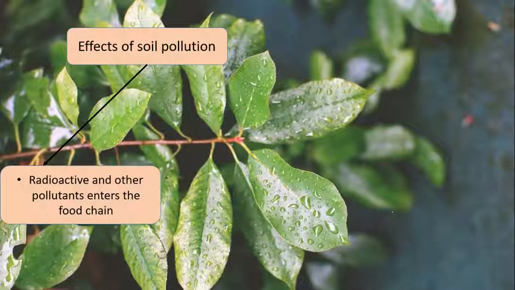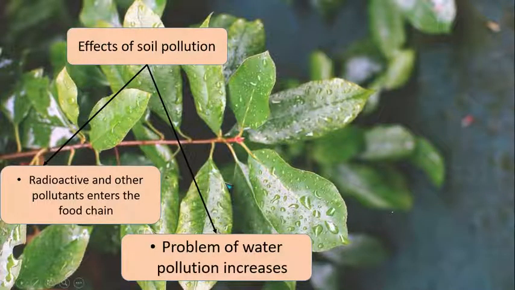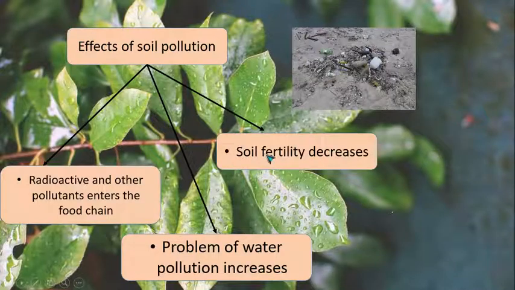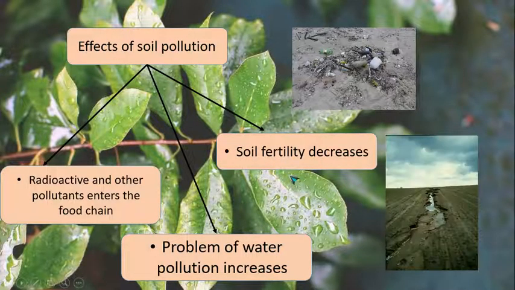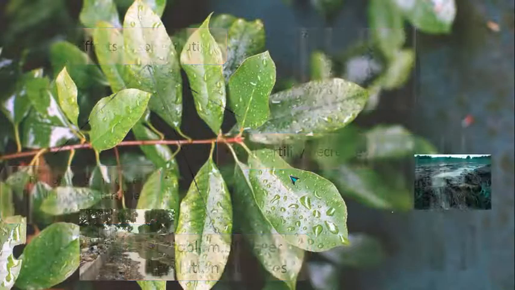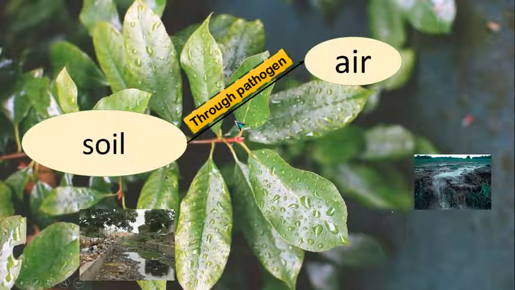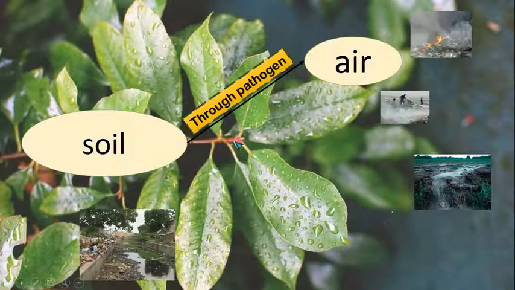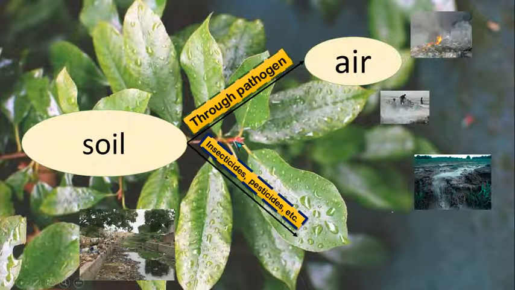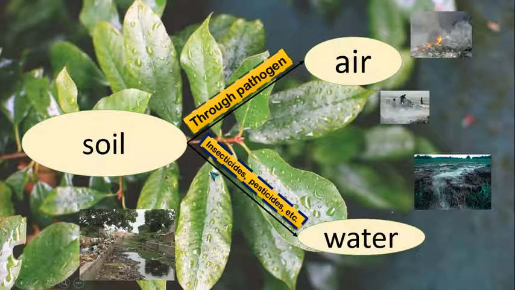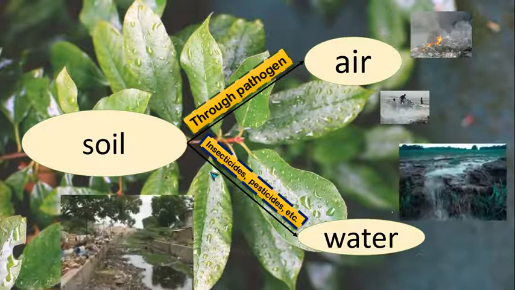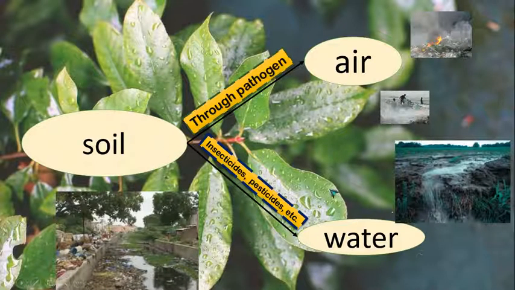Effects of soil pollution: radioactive and other pollutants enter the food chain. The problem of water pollution increases. Soil fertility decreases, thus the soil becomes barren. When soil comes in contact with pathogens, air pollution takes place. Whereas when insecticides and pesticides are present in the soil, water gets polluted, and in this way soil, air, and water become polluted.